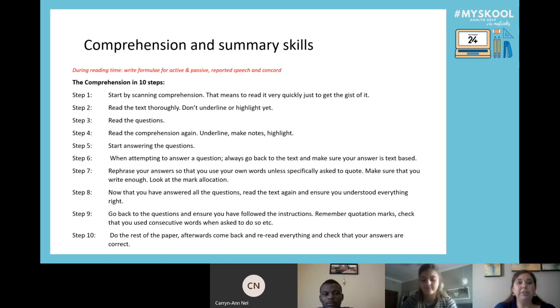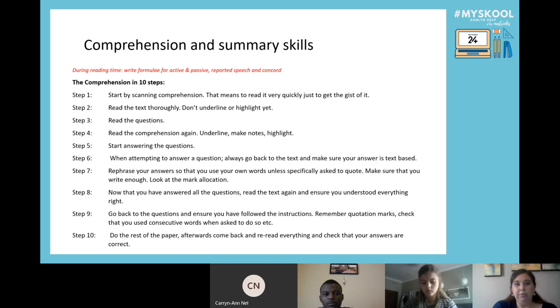So step 1, I want you to just scan. I want you to just have a very quick look. When you receive your papers, the first thing I want you to do is quickly scan that comprehension. Just look at the headings and maybe the first sentence of each paragraph. Then, during the reading time, I want you to write the formulas for the active and passive reported speech and concord so that you don't get confused with those later on, so that you know them and have them pinned down in your paper 1.